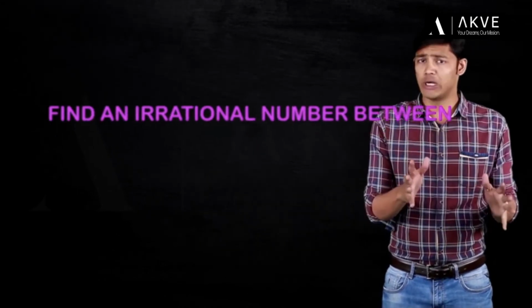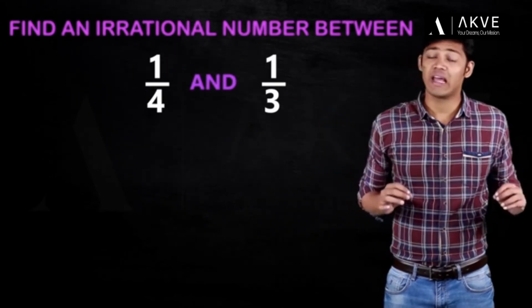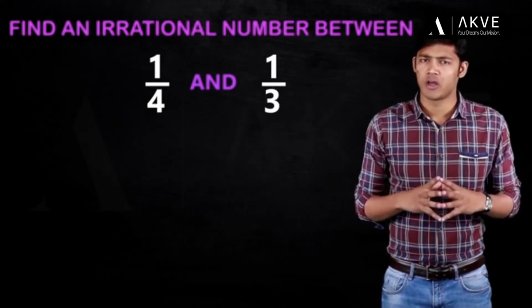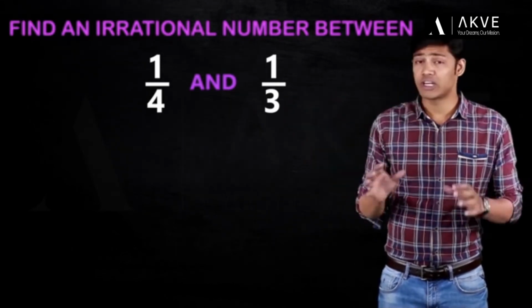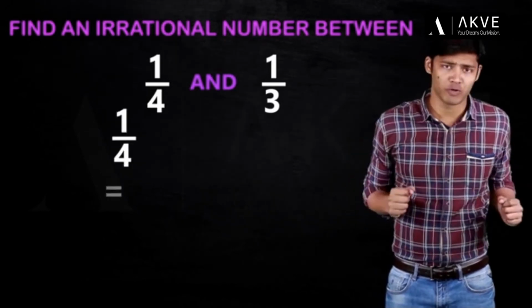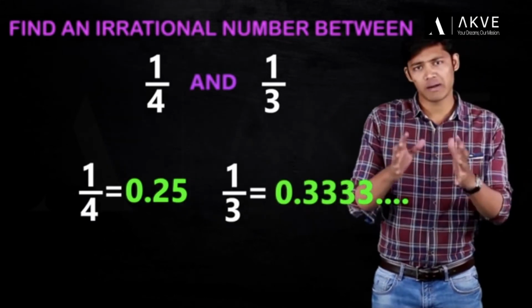Now here is a problem for you. Try to find any one irrational number between 1 by 4 and 1 by 3. We can find infinitely many irrational numbers between these two numbers. Let's convert these two numbers into their decimal forms. So in their decimal forms, 1 by 4 will be 0.25 and 1 by 3 will be 0.3 bar.